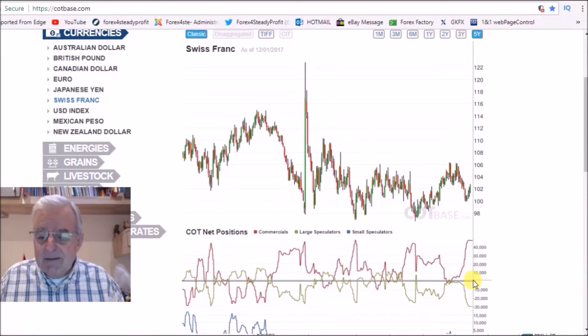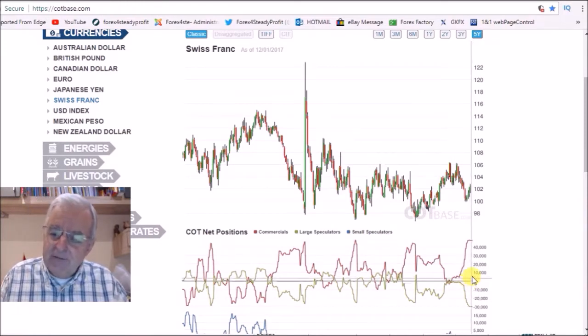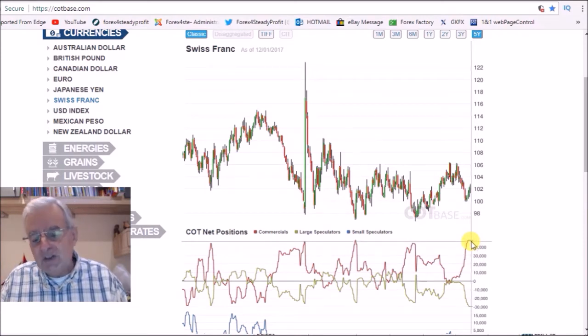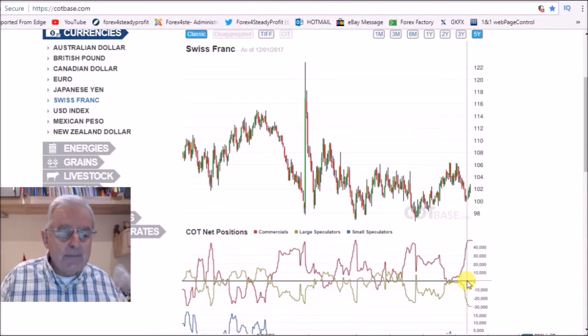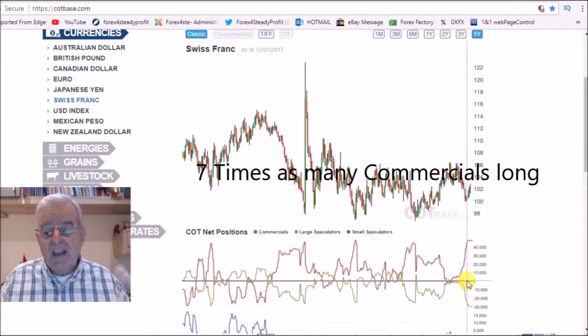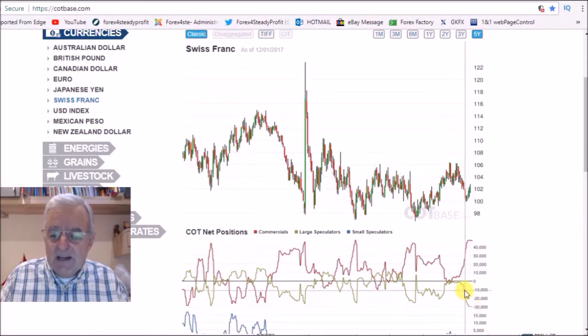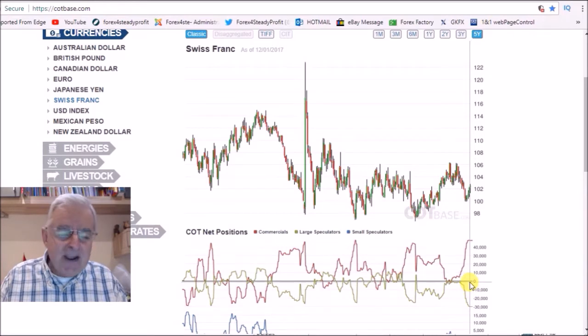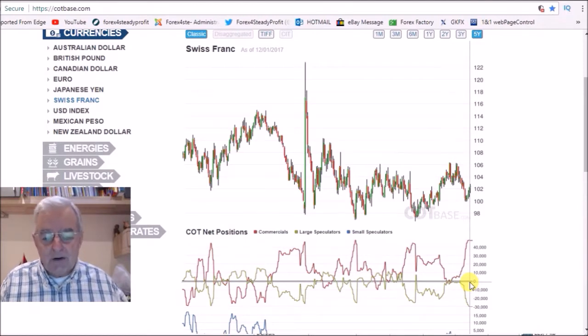Now, the positions taken by the commercials: if you have 7 positions long and 1 position short, that gives you a 7-1 ratio of longs against shorts. And for the speculators, it's about 3-1. So for every 3 contracts they have short, they have 1 contract long.